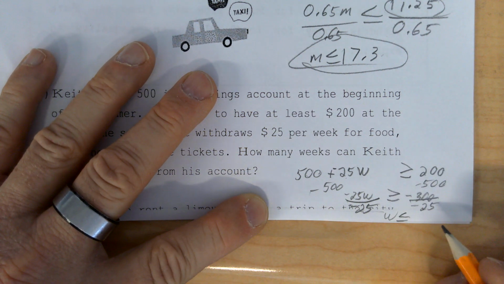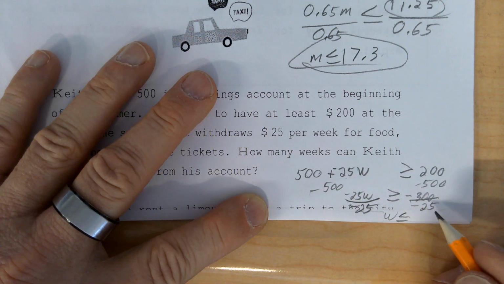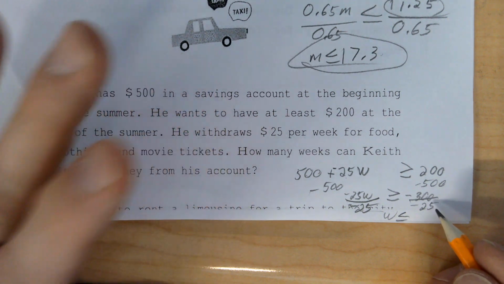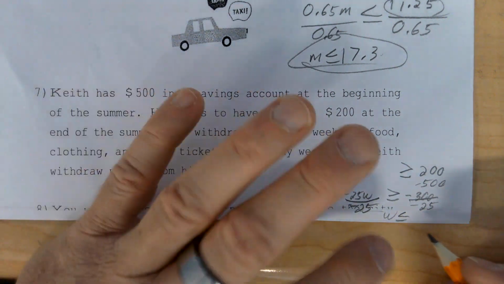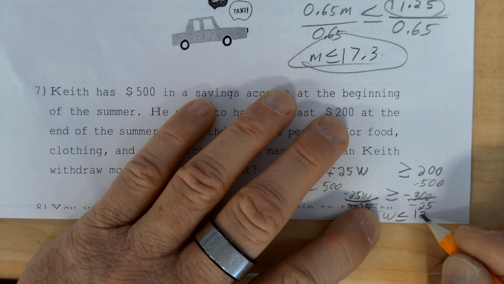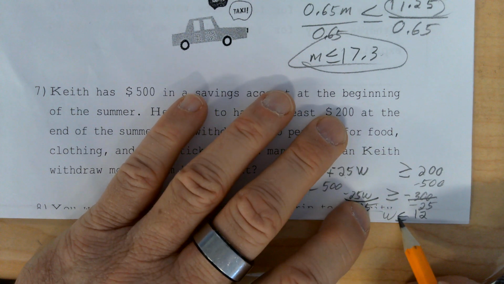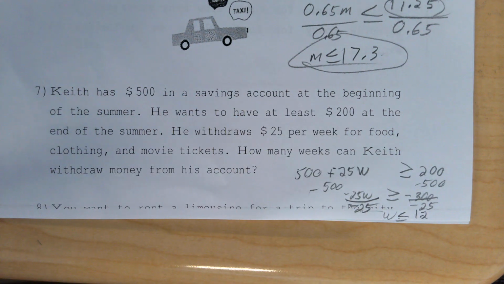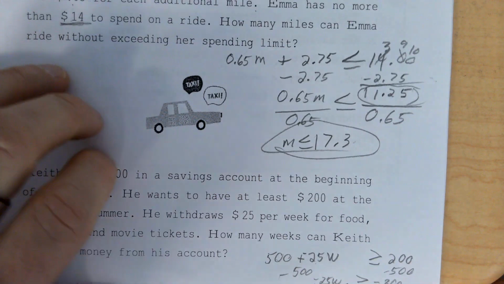300 divided by 25, well, if you know money at all, 300 pennies is $3 divided by quarters would give me 12 quarters, or 12 weeks in this case. So weeks is less than or equal to 12. The most, how many weeks can Keith withdraw money from his account? 12 or less. That's it. Not more.